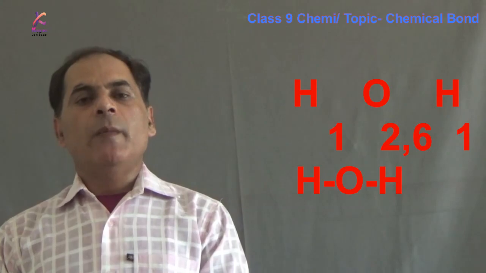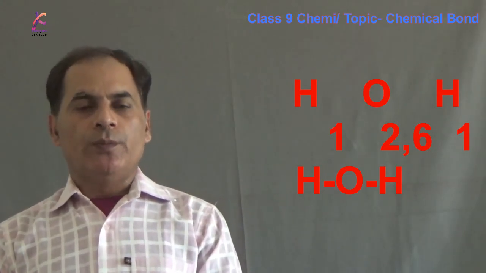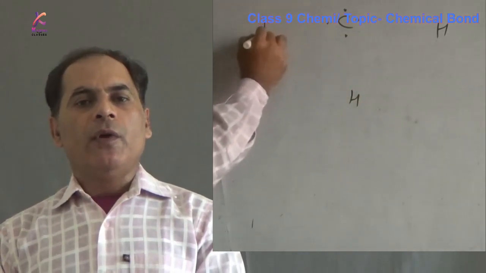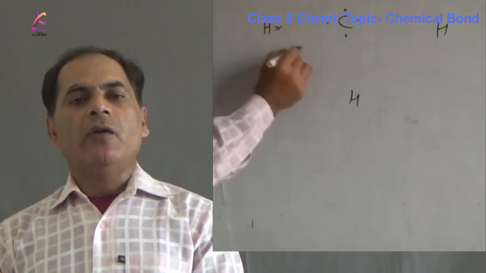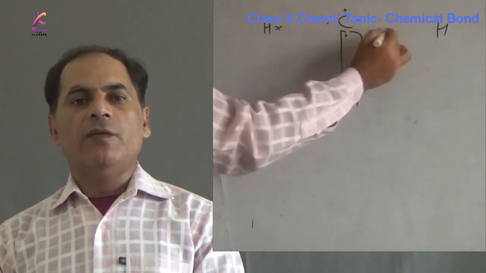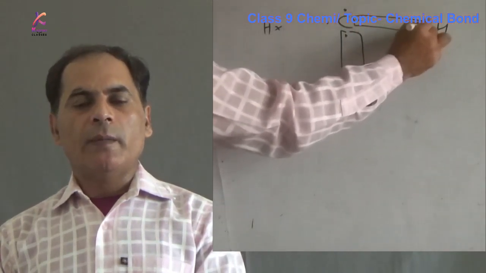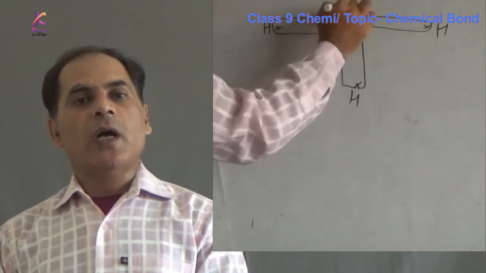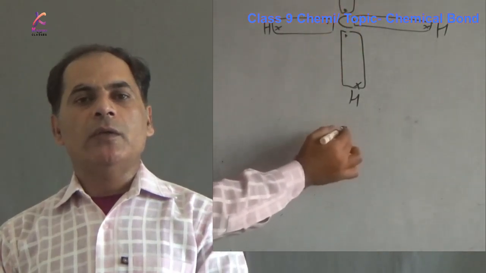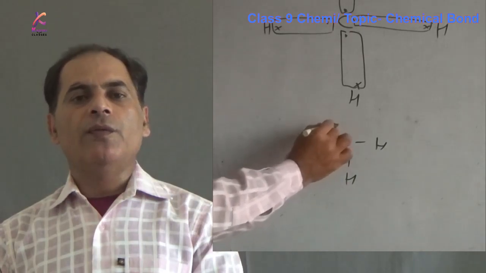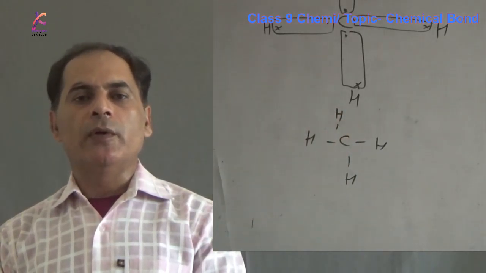Now we will see the example of methane, CH4. In CH4, carbon atom has 4 electrons in the outermost shell and hydrogen atom has 1 electron in the outermost shell. There are 4 electrons in the outermost shell of carbon and there are 4 electrons in 4 hydrogen atoms. Those are unpaired. Each hydrogen shares its 1 electron with an unpaired electron of carbon to form a single bond.